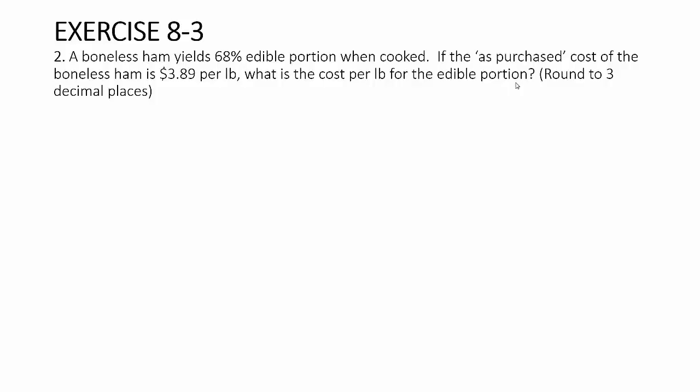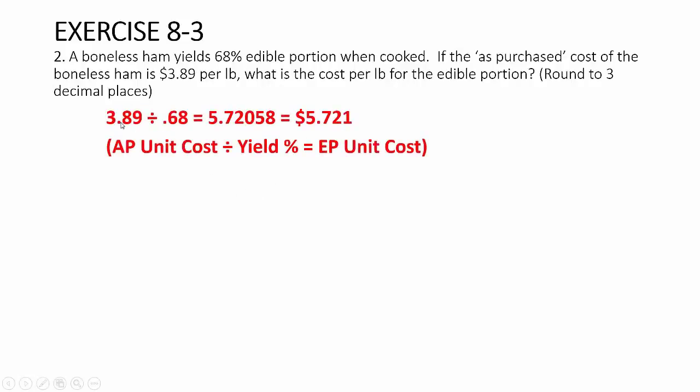And if you remember your formula, to do that, we need to take the AP unit cost and divide it by the yield percent. Our AP unit cost of $3.89 divided by the yield percent of 68%, rounded off to 3 decimal places, gives you $5.721. Again, a big difference between the EP unit cost and the AP unit cost. But then again, there's 32% of what we bought that we no longer have to sell to our customer, so the EP unit cost takes that loss into consideration and will allow us to set a much more realistic selling price.